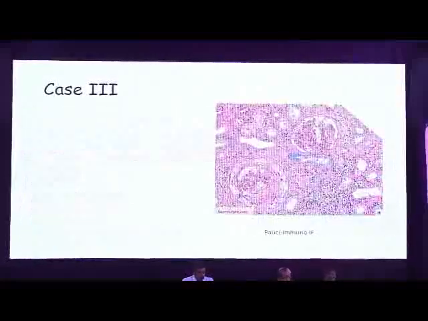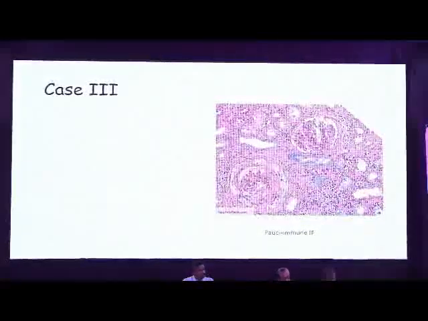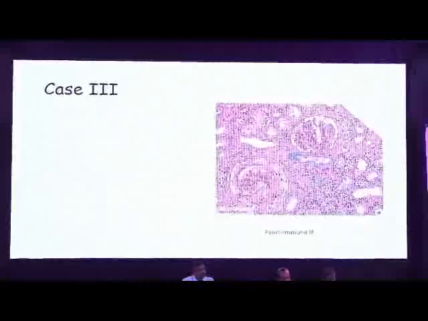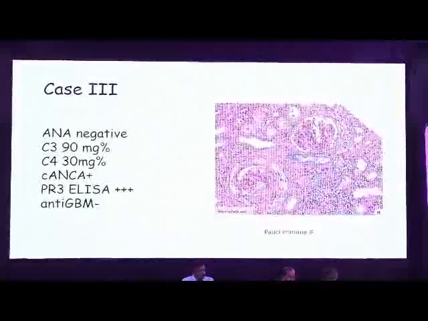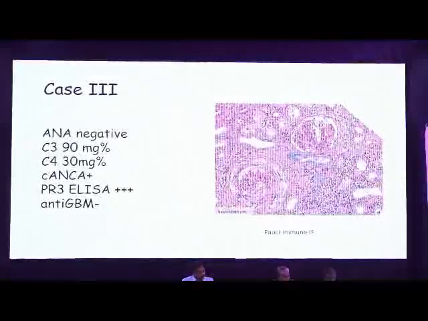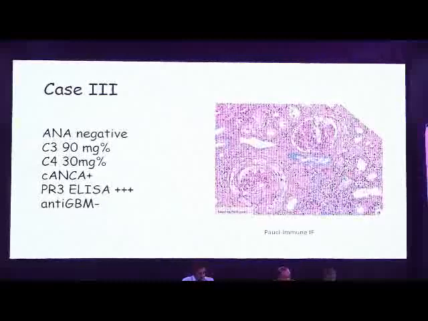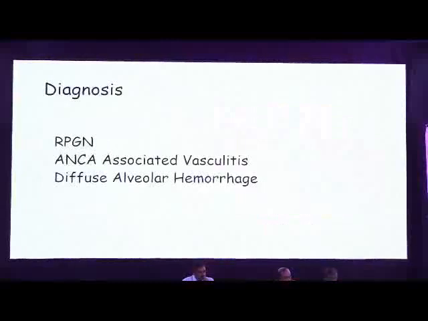So we did the biopsy in this child, and the biopsy showed 100% cellular crescents. All the crescents were cellular. They were not fibrous. They were cellular, 100%. And on evaluation, his ANA was normal. His C3 complement was normal. His ANCA was positive. Anti-GBM was negative here. So the diagnosis is rapidly progressive glomerulonephritis and ANCA-associated vasculitis with diffuse alveolar hemorrhage. This is very important because sometimes we tend to miss that.